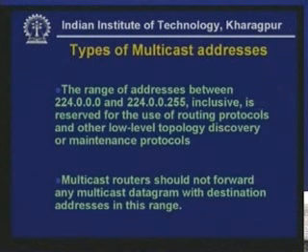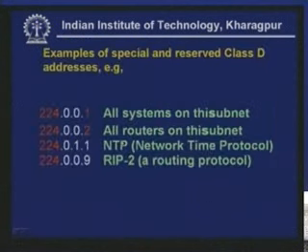Talking in a little more detail about the multicast addresses, the range of addresses between 224.0.0.0 and 224.0.0.255, that means up to the last byte of the first range inclusive, is reserved for the use of routing protocols and other low level topology discovery or maintenance protocols. We will see some of this. A multicast router should not forward any multicast datagram with a destination address in this range. So they are reserved addresses.